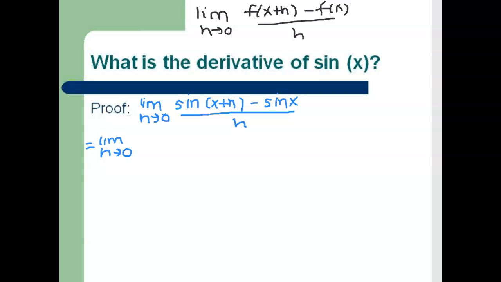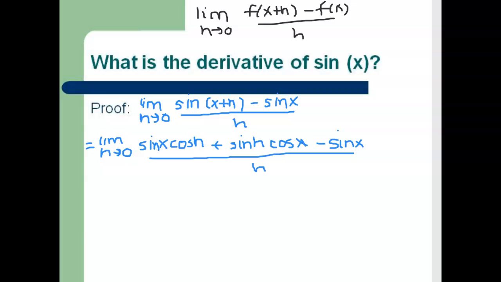So the rule is that if you have a sum of angles, it's the sine of the first times cosine of the second plus the sine of the second times cosine of the first minus the sine of x all over h.